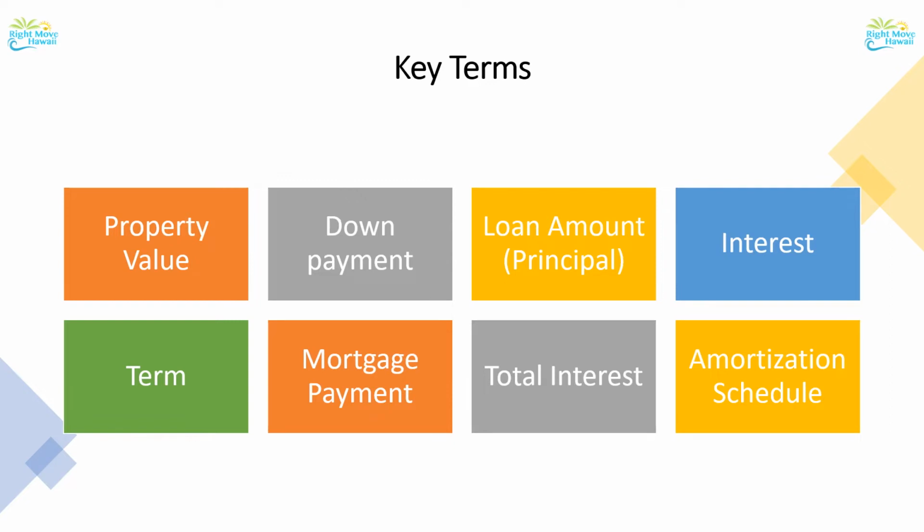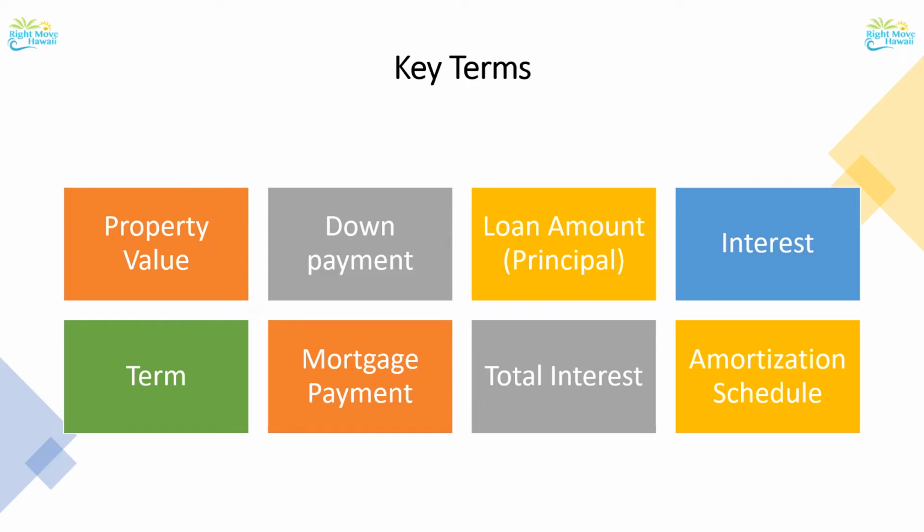Let's start with some key terms which will be used in this video. Property value, also called purchase price, is the price you are offering to a seller to buy a real estate. Down payment is the amount of money you will be putting down from your pocket in a real estate transaction. In our calculations, we will use 20% down payment. Loan amount, or principal, is the amount of money that a buyer is borrowing from a lender. It is the purchase price minus the down payment.